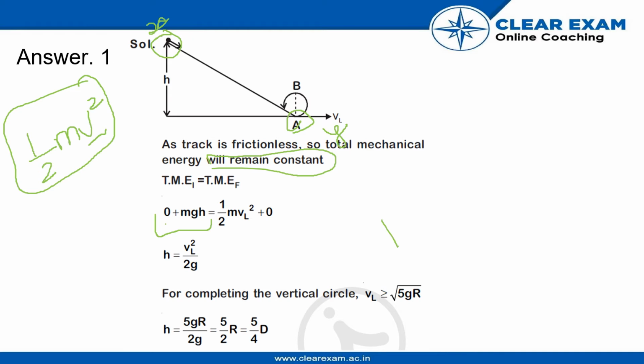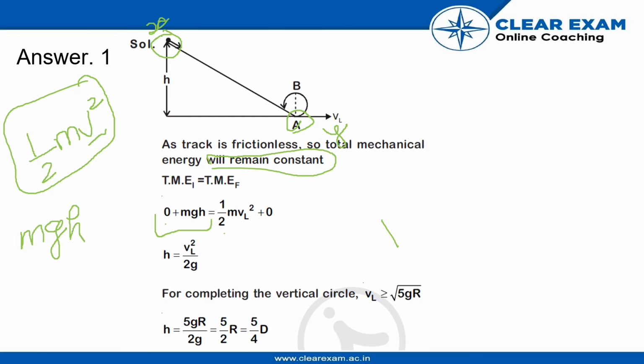Then mgh. What is the formula of potential energy? It is mgh, where m is mass, g is the gravitational constant, and h is the height. Here the object is at height h, so we put the value h, mass m, and g as the gravitational constant. So we have calculated the total mechanical energy at point x.